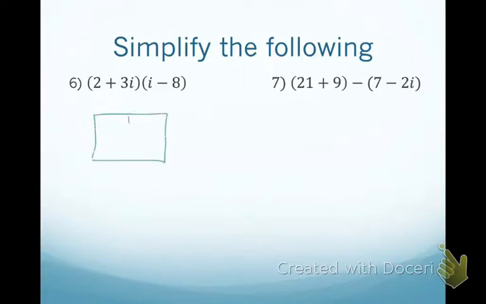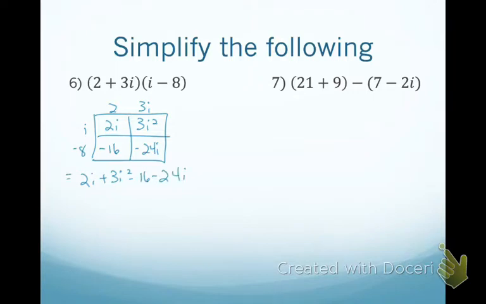So here we are multiplying those two binomials together. I'm going to use the box method. So I have 2 and 3i across the top and i and negative 8 across the side. So I get 2i, 3i squared, negative 16i, and negative 24. Should be an i there. There we go.